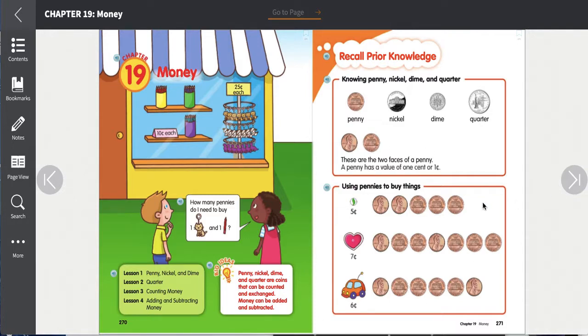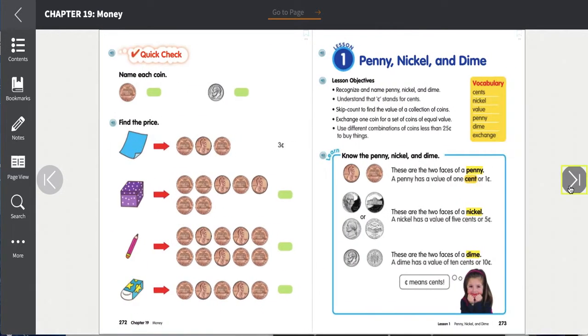Okay, you can talk about how many cents each thing is and how many pennies it would be to buy each thing. And then there's a little bit of more review here. So name each coin and find the price. Okay. Lesson 1 goes over penny, nickel, and dime.